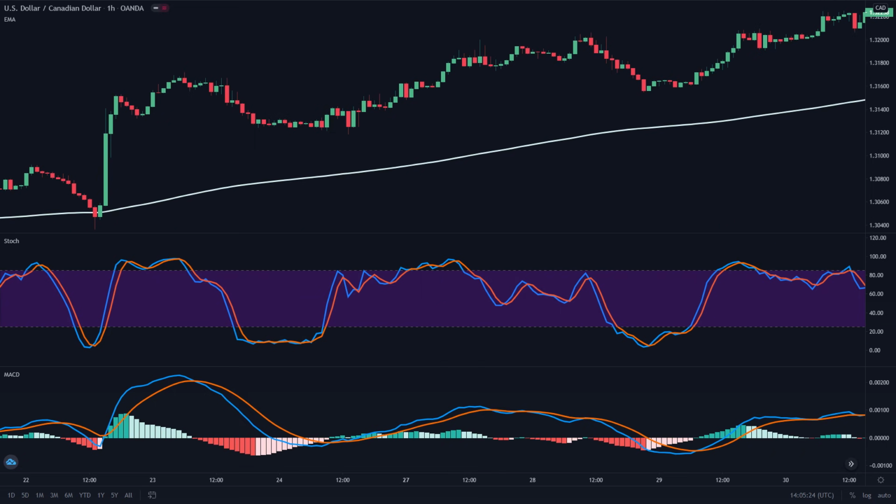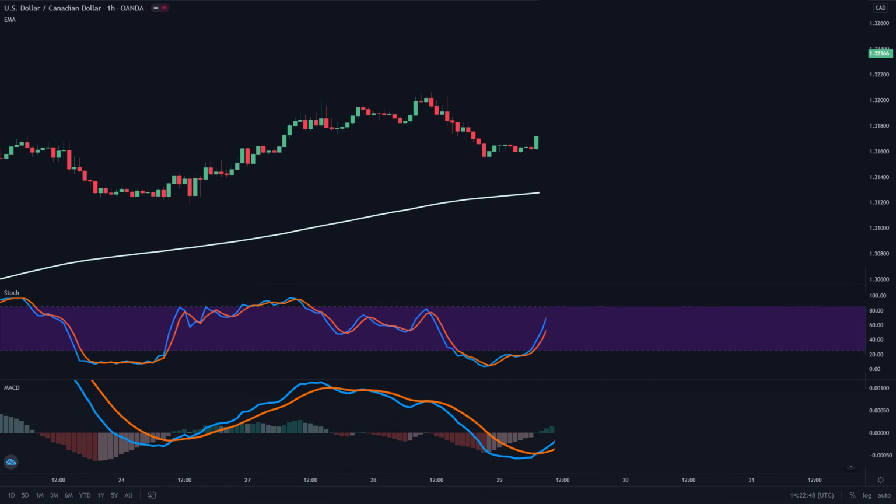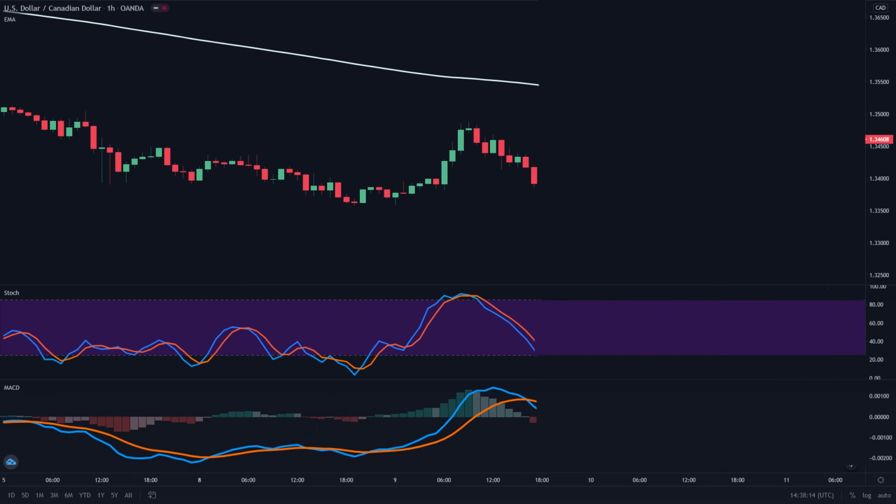Another famous strategy that traders often utilize is by combining the stochastics with the MACD indicator and the 200 EMA. This is how the strategy works. If the price is above the 200 EMA, while the stochastics is at oversold, and the MACD line crosses above the signal line, you take a buy position. It's the same for sell positions as well. If the price is below the 200 EMA, while the stochastics is at overbought, and the MACD line crosses below the signal line, you take a sell position.